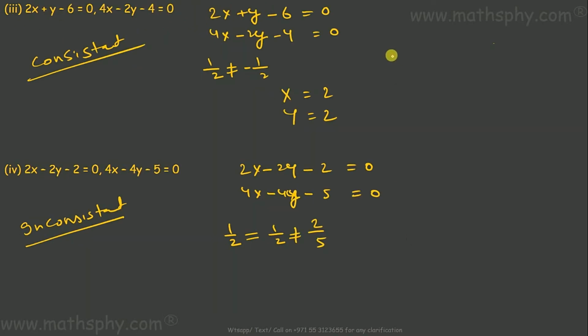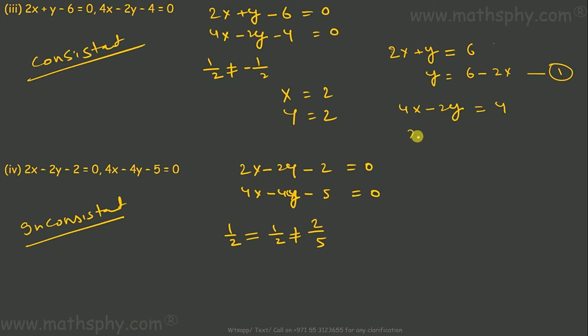This is 2x plus y is equal to 6. So y would be 6 minus 2x. That's the first equation. Second is 4x minus 2y equals to 4.